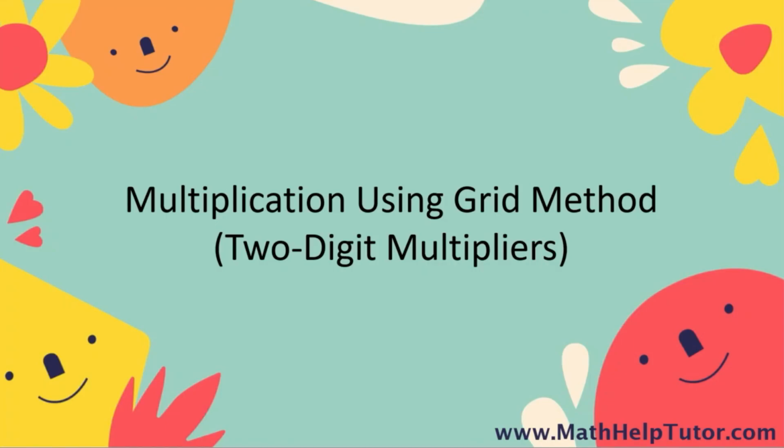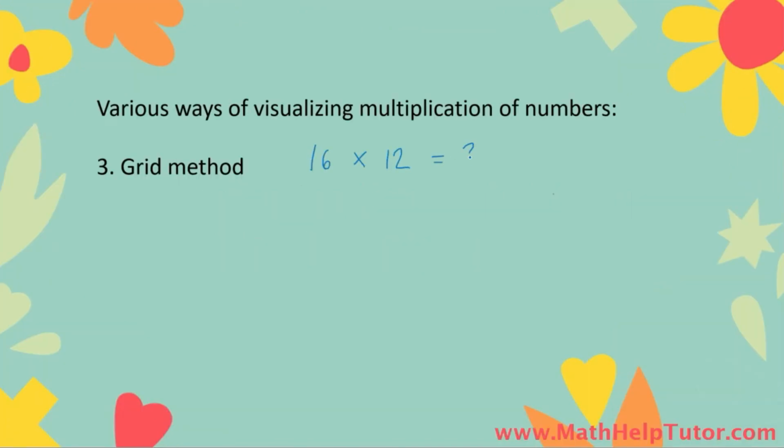Hi there, I'm your math help tutor, and today we are going to learn about multiplication using the grid method with two-digit multipliers. So let's say we are multiplying 16 by 12. Instead of using the area method, which will take a long time for us to do, we can use the other method called the grid method.